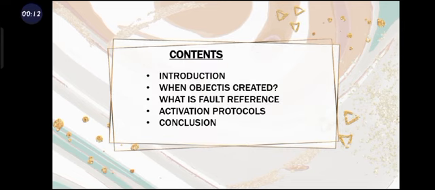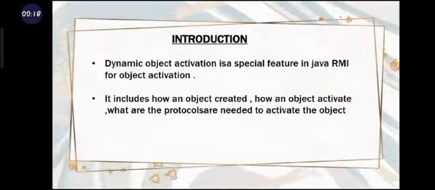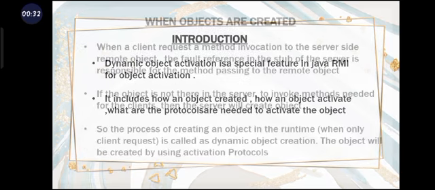Contents: Introduction, when objects are created, what is fault reference, activation protocols, conclusion. Introduction. Dynamic object activation is a special feature in Java RMI for object activation. It includes how an object is created, how an object is activated, and what protocols are needed to activate the object.